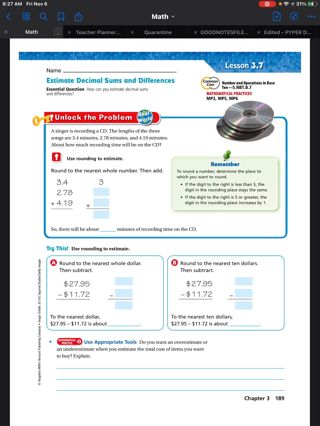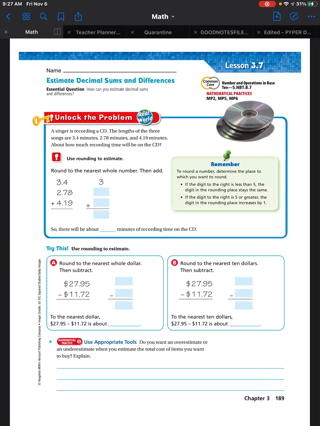Unlock the problem. A singer is recording a CD. The lengths of the three songs are 3.4 minutes, 2.78 minutes, and 4.19 minutes. About how much recording time will be on the CD? So it says use rounding to estimate. Round to the nearest whole number, then add.